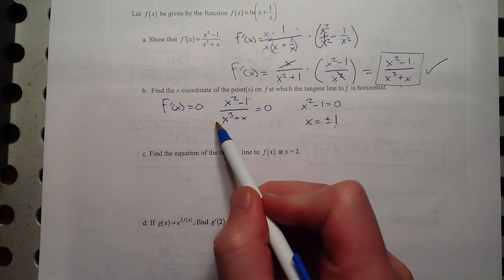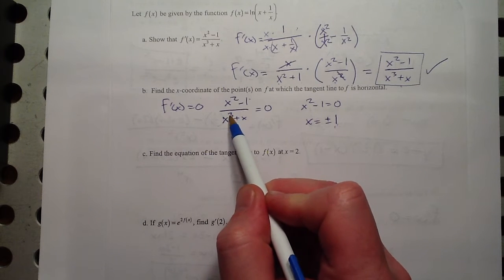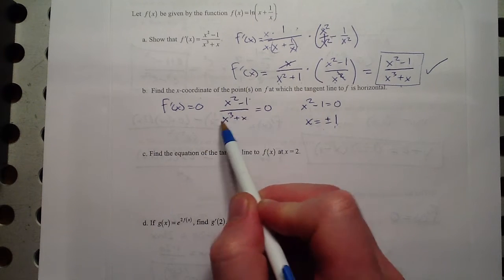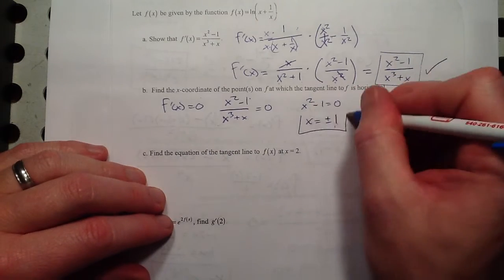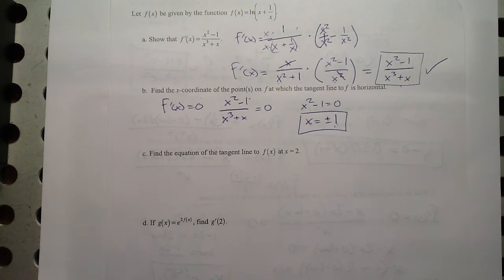And negative 1 cubed is negative 1, plus negative 1 would be negative 2. So they both work. That was easy.